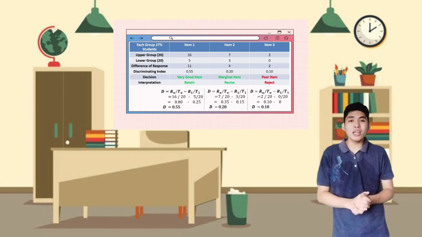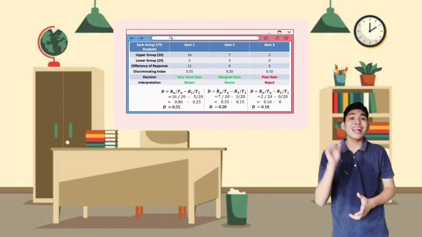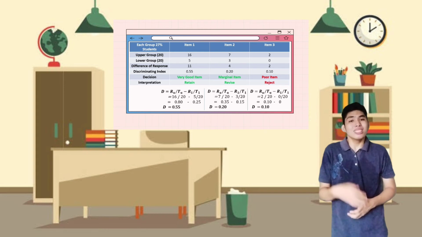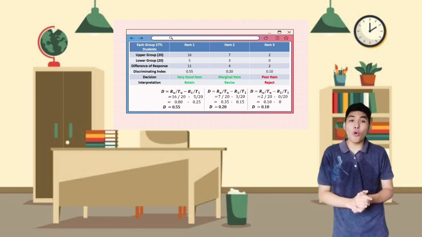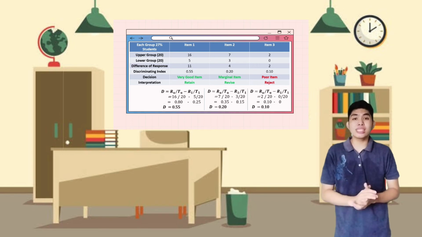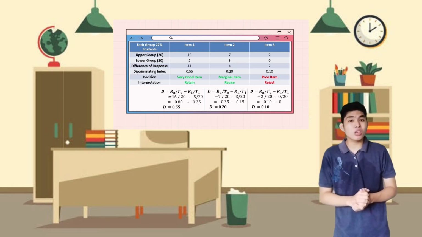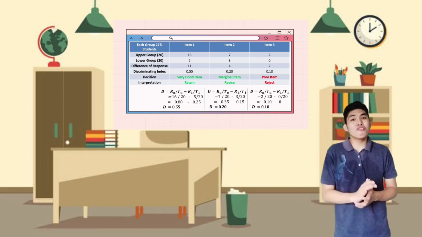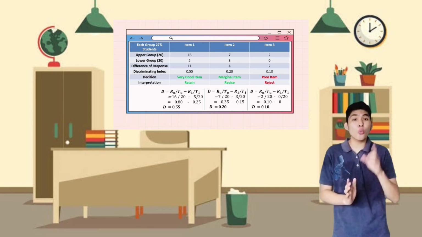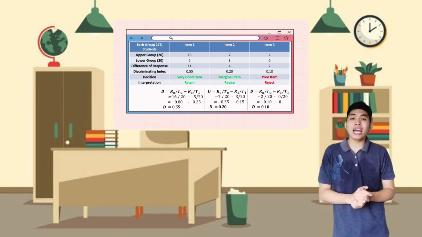Whereas for item 1, the difference of response is 11. To get the discriminating index, let us use the formula D is equal to RU over TU minus RL over TL. First, let's get the p-value for the upper group. Let's divide RU, which is the number of the upper group getting the item correct, which is 16, divided by TU, which is the number of the upper group, which is 20. So 16 divided by 20 is 0.80.